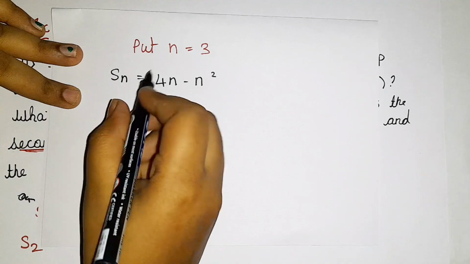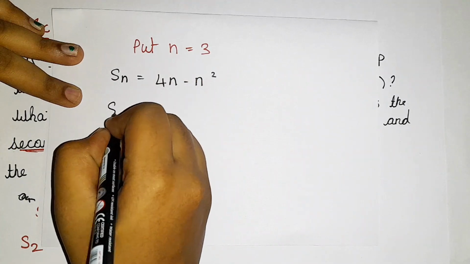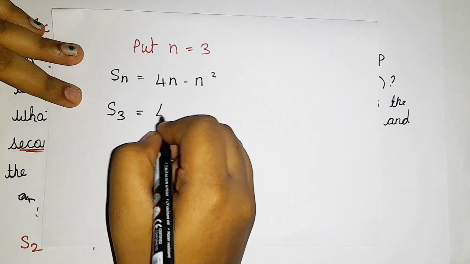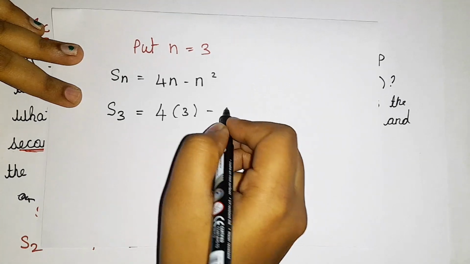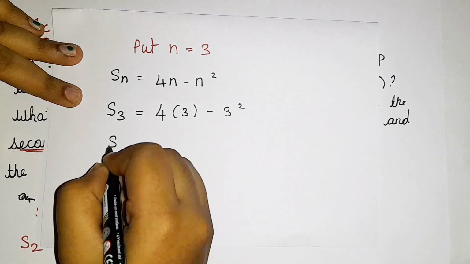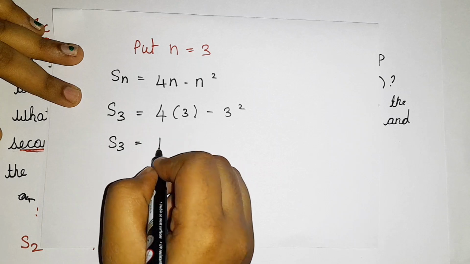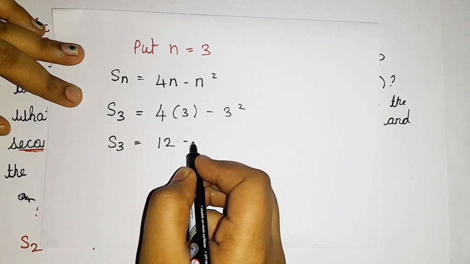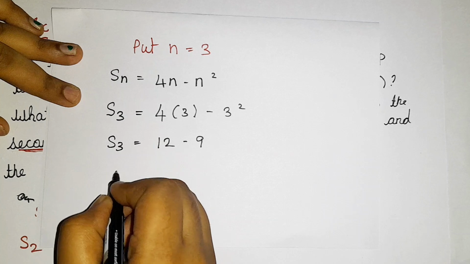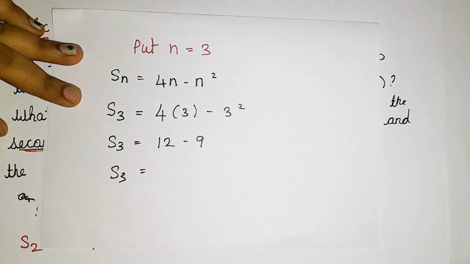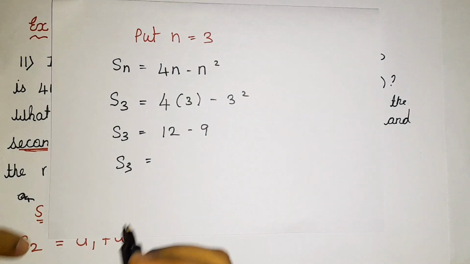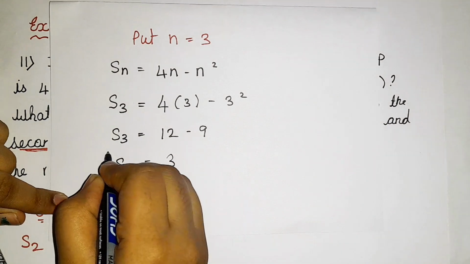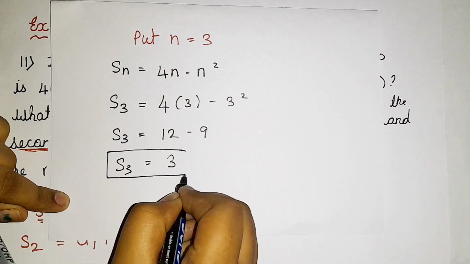So here, instead of n, we are supposed to write 3. So S3 is equal to 4 into 3 minus 3 square. 4 3s are 12, minus 3 square, so 3 into 3 is 9. When we subtract, we get 3. Likewise, we got the S3 value.